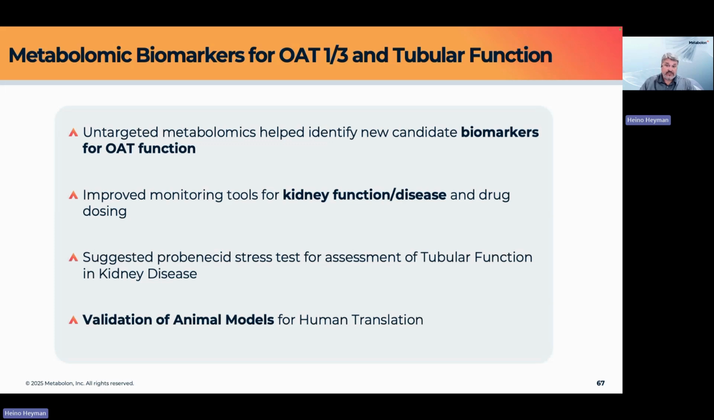The additional suggested probenecid test is quite a nice way of understanding tubular function in kidney disease, but also in healthy individuals that are going into a clinical trial. It can easily be conducted for these patients or volunteers, who can then be tested to see what their renal function is. And finally, this is also quite a good example of the validation of an animal model for human translational studies.